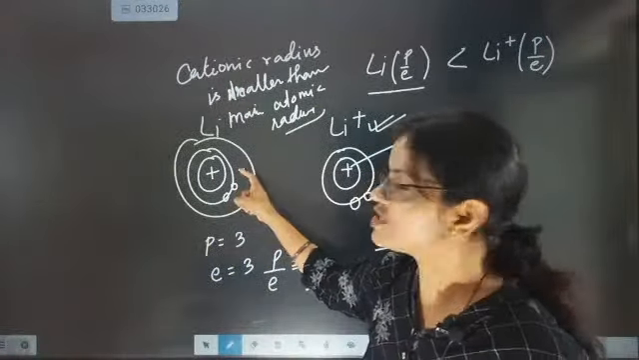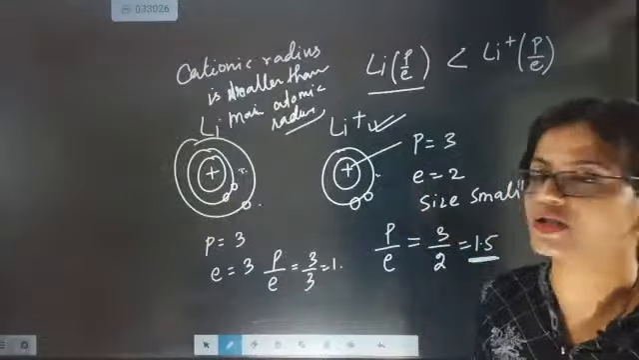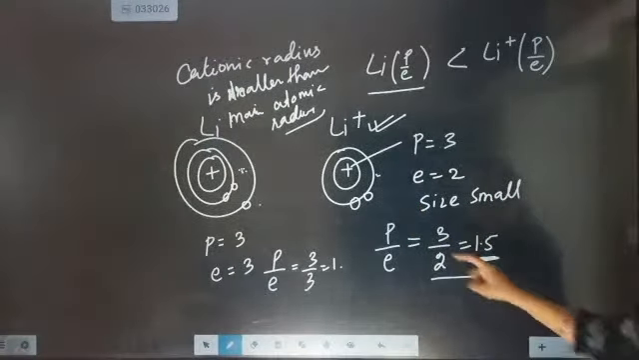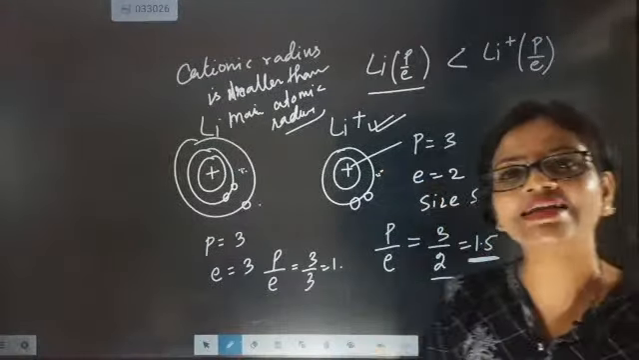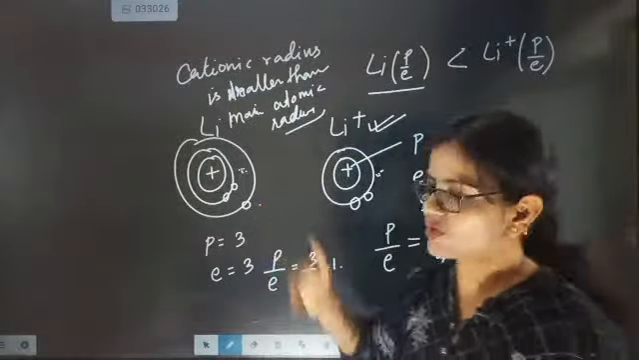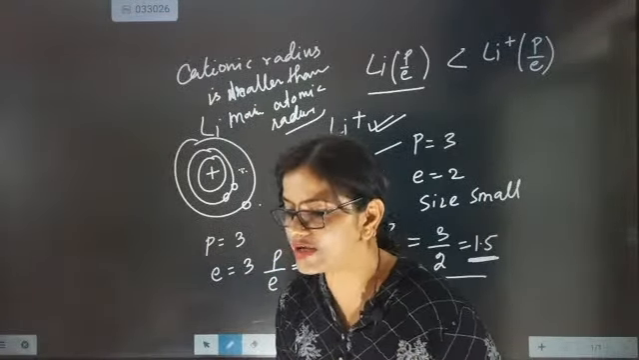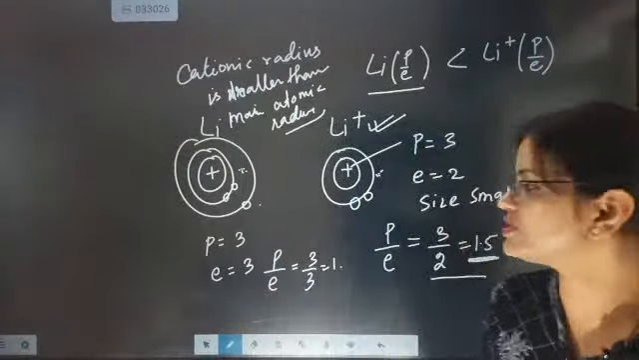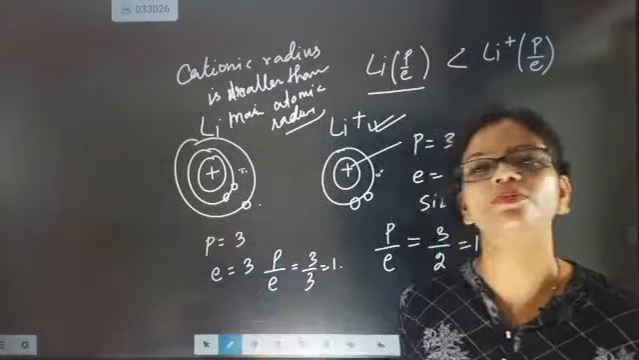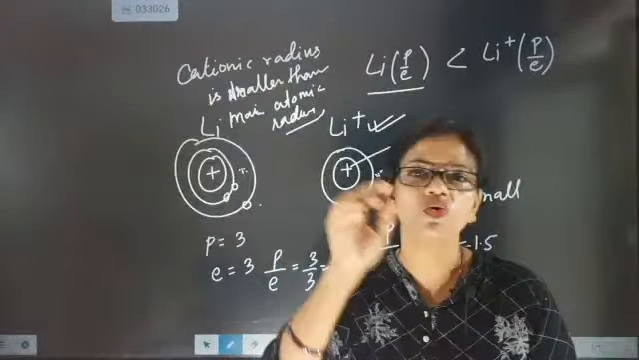So this structure is bigger and this structure is smaller, because the P by E ratio of this one is exactly bigger than this one. I hope you have understood this point. This is a very important point I am discussing. With P by E ratio, after this there is no concrete proof.